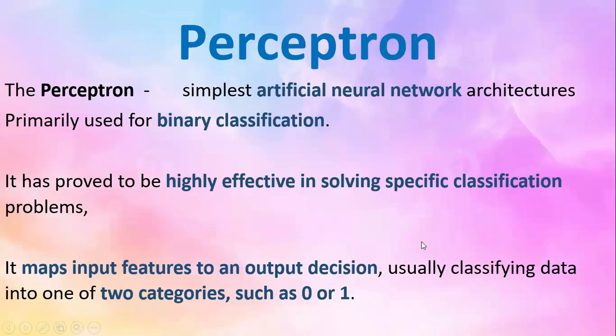The concept of the perceptron has been introduced, which is the simplest form of artificial neural network. It is generally used for binary classification structures. The best thing is that it is highly effective in solving problems related to binary classification. It maps different inputs to get the output result, and generally the categories are referred to in binary format, that is 0 and 1.